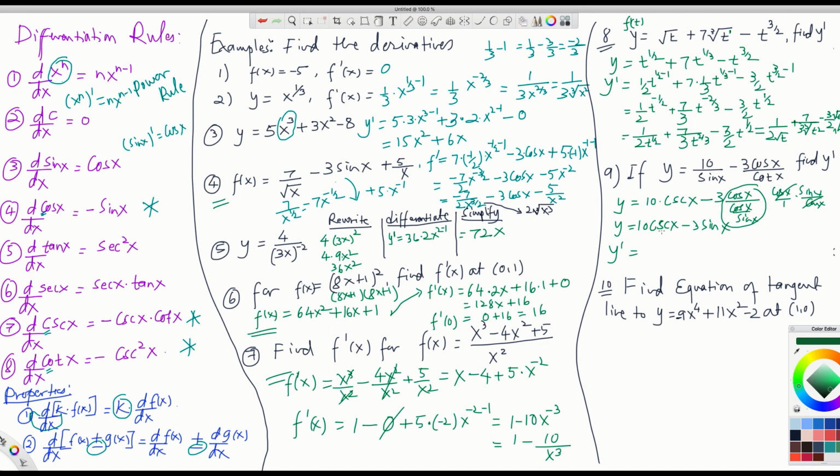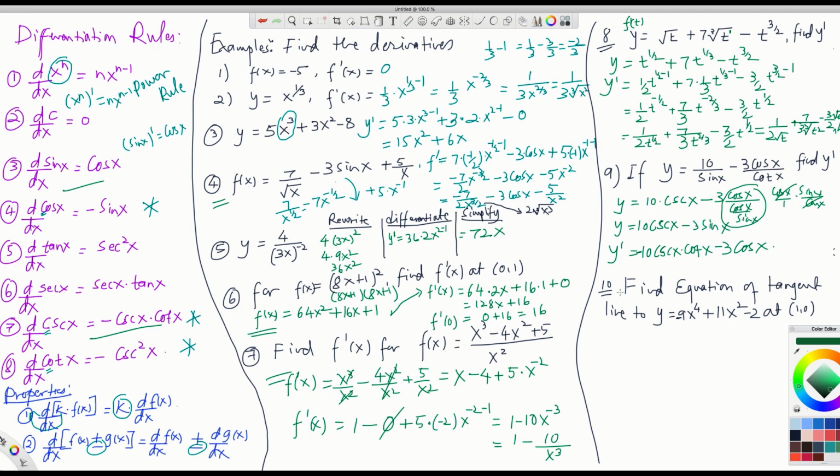What is the derivative of cosecant x? 10 is there. Cosecant x has derivative negative cosecant x cotangent x, right? So let me write down that negative sign at the front. Cosecant x times cotangent x minus 3. What is the derivative of sine x? The derivative of sine x is cosine of x. So cosine of x. That's it.